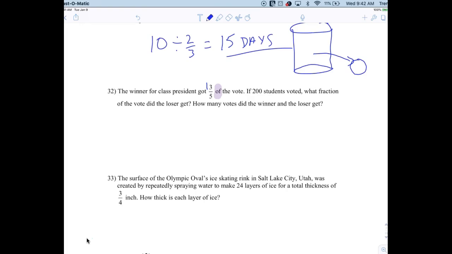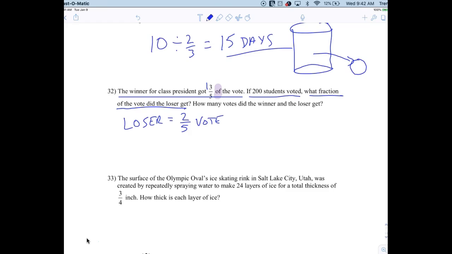So I want to ask you a question again. All right, so the winner received 3/5 of the votes. If 200 students voted, what fraction of the vote did the loser get? Yes, thank you. So the loser got 2/5 of the vote. All right, that's what you should put down. Now, how many votes did the winner get?